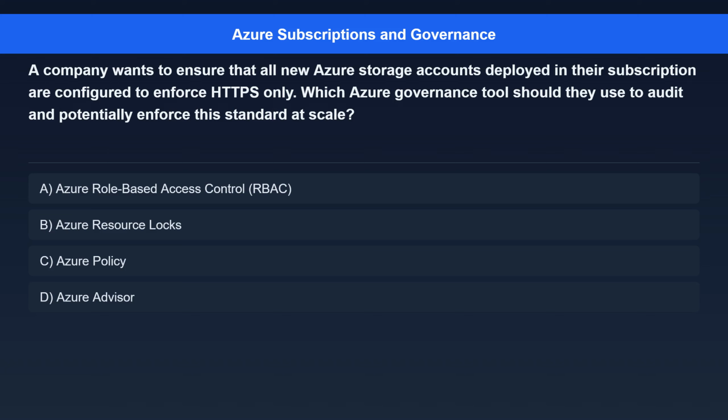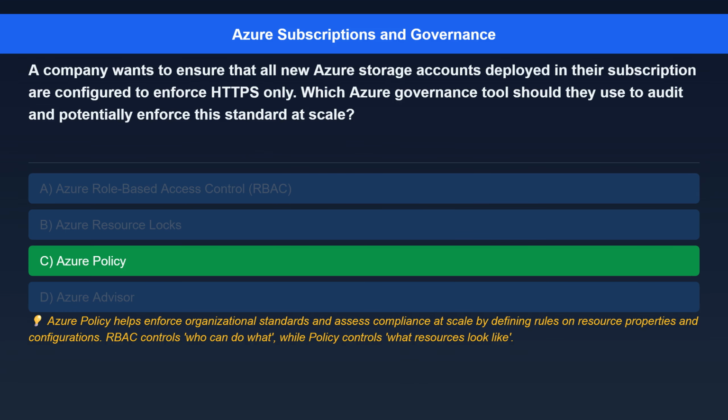Question 5. A company wants to ensure that all new Azure storage accounts deployed in their subscription are configured to enforce HTTPS only. Which Azure governance tool should they use to audit and potentially enforce this standard at scale? Option A. Azure Role-Based Access Control, RBAC. Option B. Azure Resource Locks. Option C. Azure Policy. Option D. Azure Advisor.